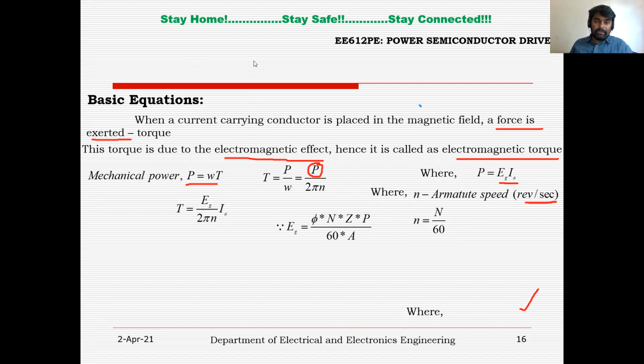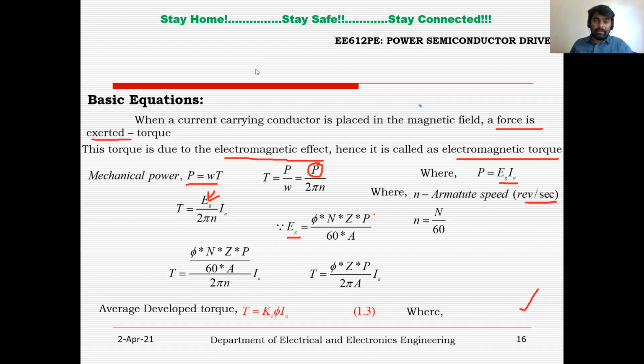And EG, just now we have seen in the last slide, that EG equal to phi Z N P divided by 60A, right? Now you can substitute the value of EG here. So here you can see phi Z N P divided by 60A into IA divided by 2 pi n. And n you can write as small n equal to capital N divided by 60, right? So n by 60 in the denominator and n by 60 in the numerator get cancelled. So now you can write torque equal to phi Z P divided by 2 pi A into IA.